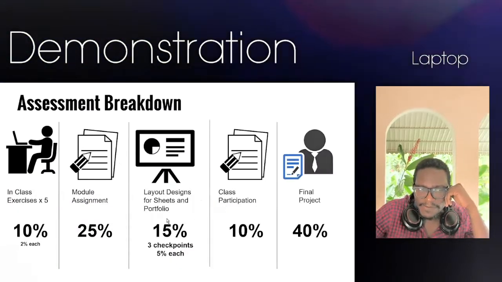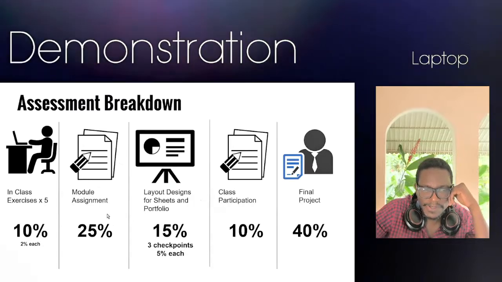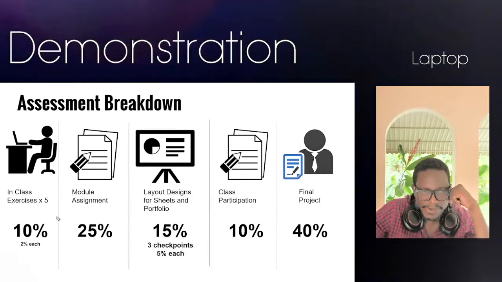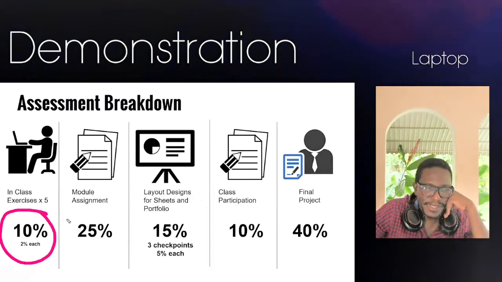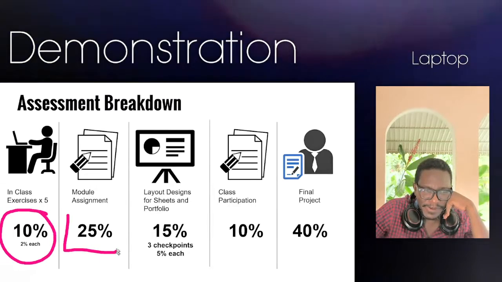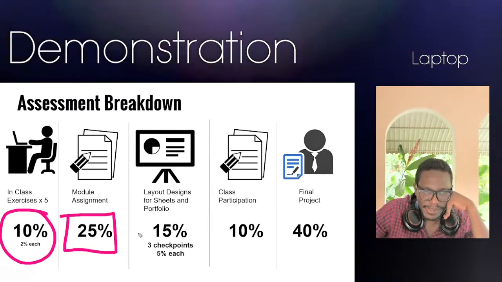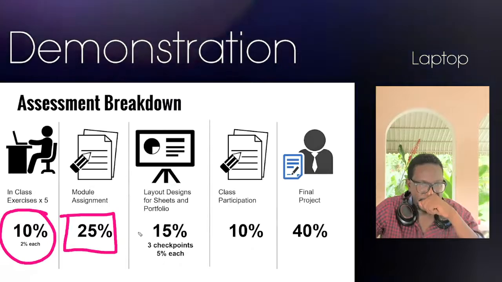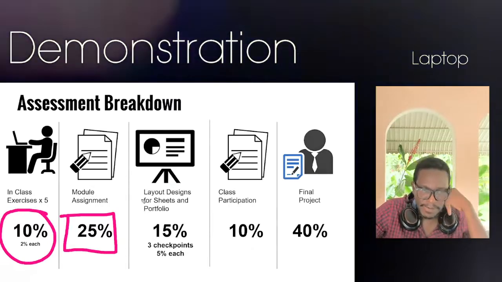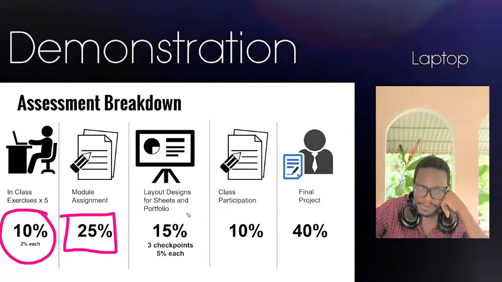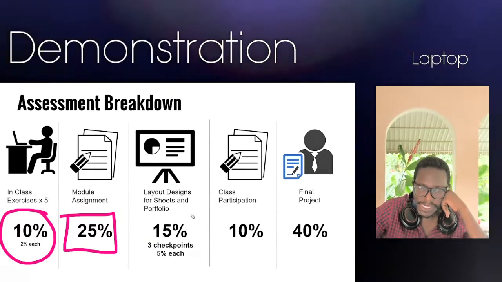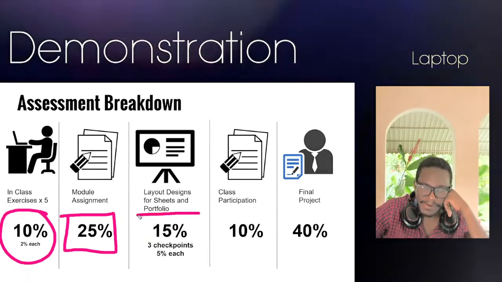In terms of the class, this is how everything is going to lay out. The 5 exercises are going to be 10%. The assignment is going to be 25%. Then we're going to learn about sheet layout, which is going to be 15%.